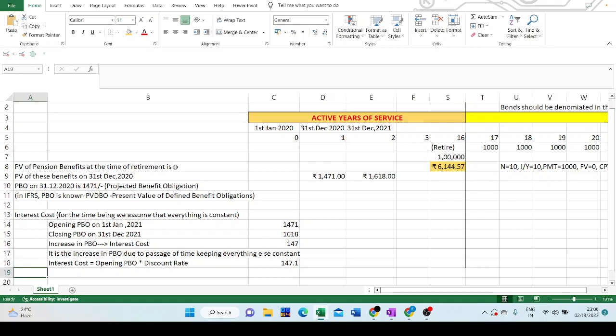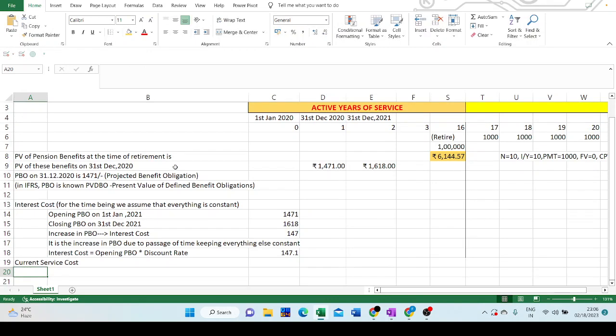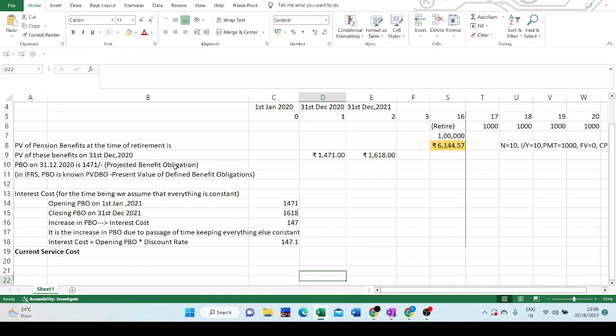अब लास्ट चीज और फिर रिकंसिलिएशन, करंट सर्विस कॉस्ट, ये बहुत इंपॉर्टेंट है. Now we don't keep anything constant, we keep things the way they should be. ठीक है, guys, मेरा ओपनिंग PBO on 31st December 2020 was 1471. Now the employee has worked for one more year, right? So we are standing, isme ye copy kar lete hain.